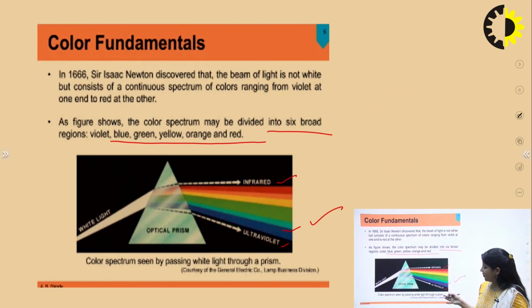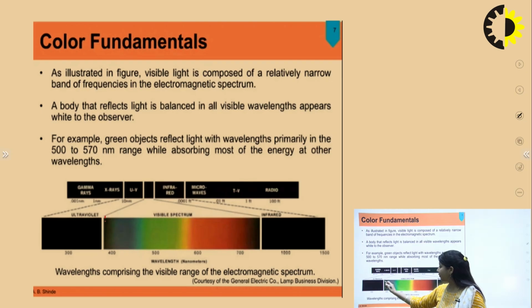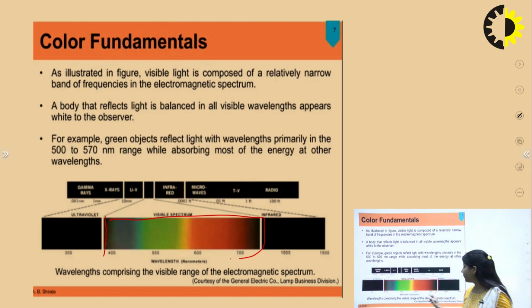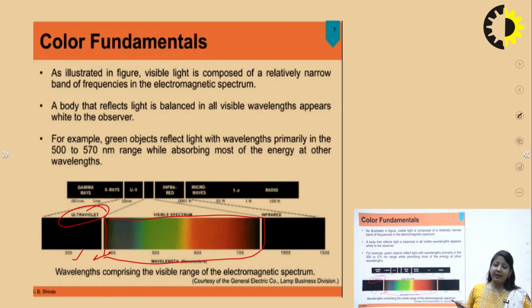And this model, we already know, is the color spectrum that is seen by passing white light through a prism. So we have a range of wavelengths for the different colors. The visible spectrum covers the range from 400 nanometers to 700 nanometers, and below 400 we have the ultraviolet rays that cannot be seen by the human eye. We need an X-ray machine to plot the X-ray.